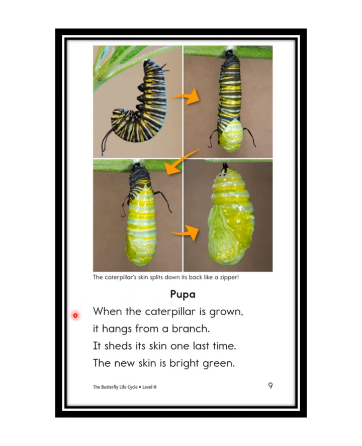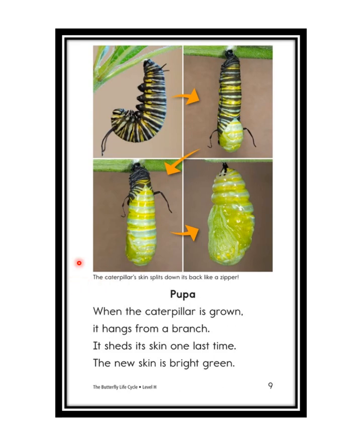When the caterpillar is grown, it hangs from a branch. It sheds its skin one last time. The new skin is bright green. So here we go. It's shed its skin the last time, and you can see its new skin is forming, and it's going to be green. See how it's forming? And he's hanging from a tree branch.